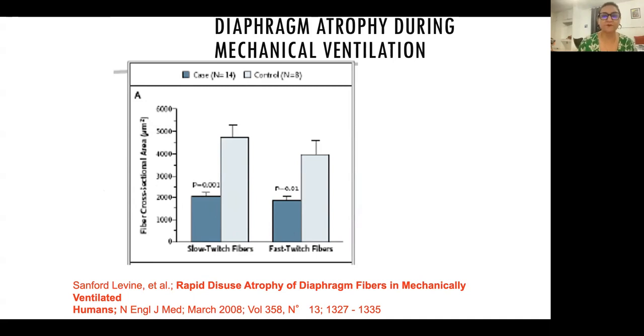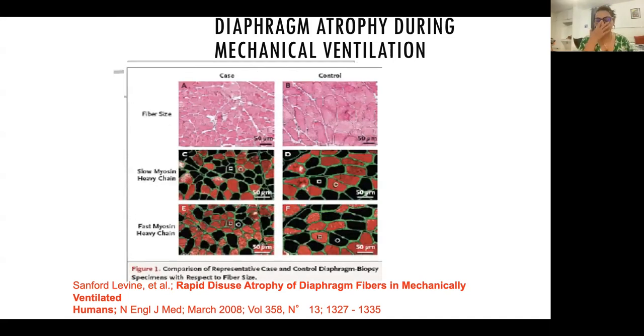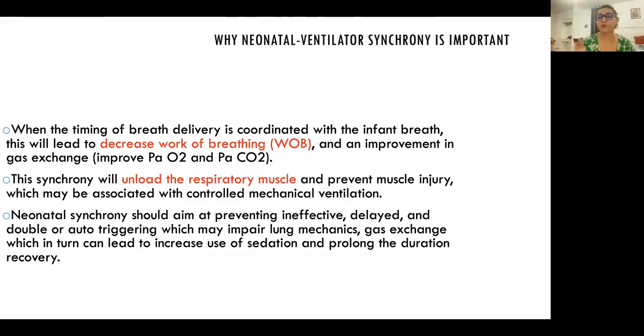That means there is a rapid disuse atrophy of the diaphragm fibers in all these babies who are mechanically ventilated. And if you see it in histopathology, these are the controls where you have a nice fiber size, and in the cases the fiber size has reduced. Even the slow myosin heavy chain is smaller than in the control. The fast myosin heavy chain is also reduced in size compared to the controls. So this is a very, very important thing to be noted in the babies who are mechanically ventilated, whatever mode you are using.